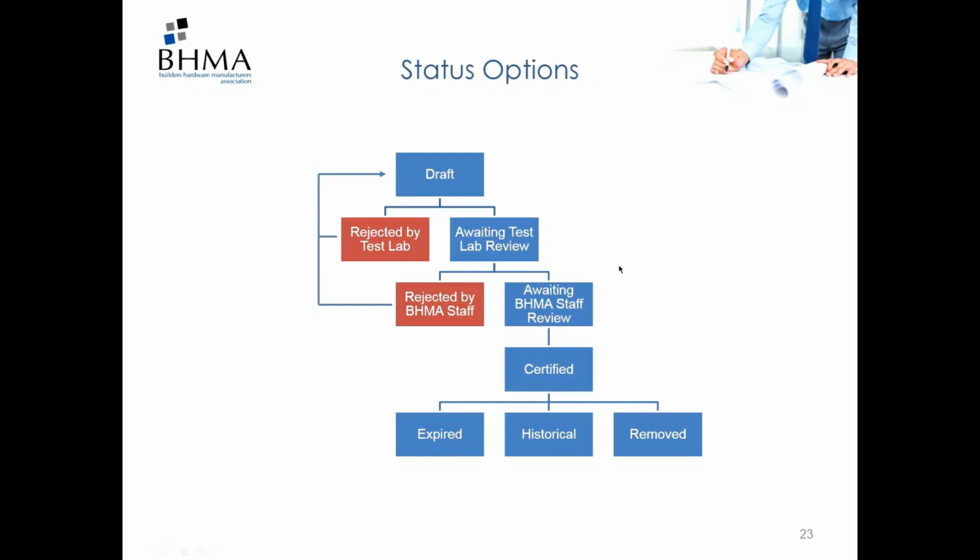After the test lab review, it goes to BHMA staff, so it can be awaiting their review. Once they've reviewed it, it can be rejected, so it would go back to draft again. Otherwise, it would become certified. And then after a product is certified, if it's been 4 years and you haven't submitted a recertification, it will expire. If you have submitted a recertification and that's complete, then the old version of that product will be marked as historical, just so we have a record of different products over time.